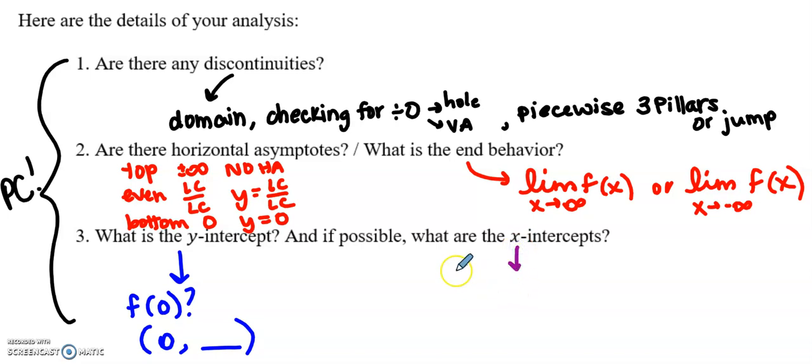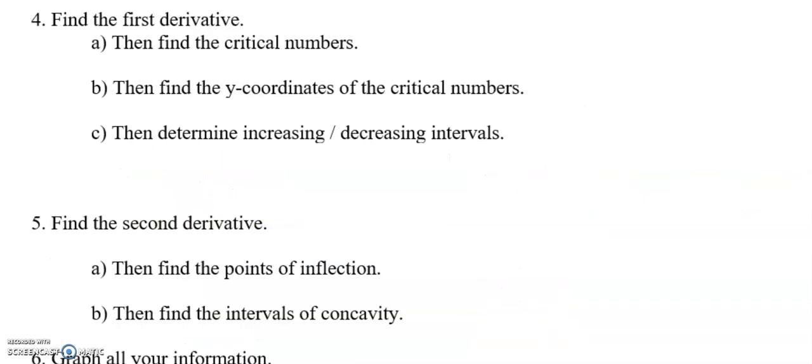What are the x-intercepts? So we're going to set our original function, the OG, equal to 0, just like we've done most of our lives in math class. So I'd be looking for possible places where my original function crosses the x-axis. All right, so that was a pre-calc review. Let's talk about the calculus. That's the exciting part, right?